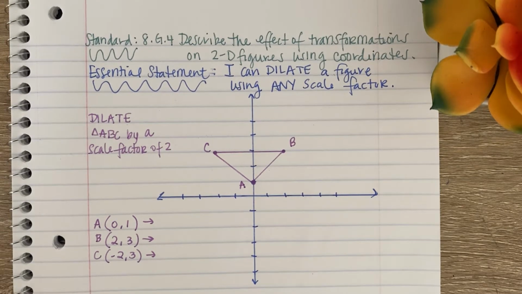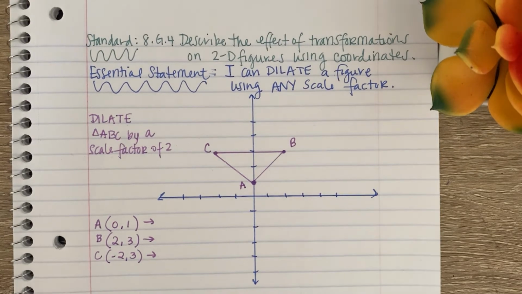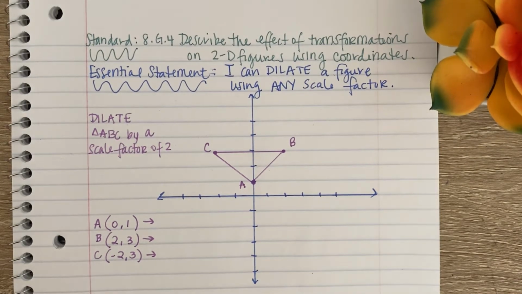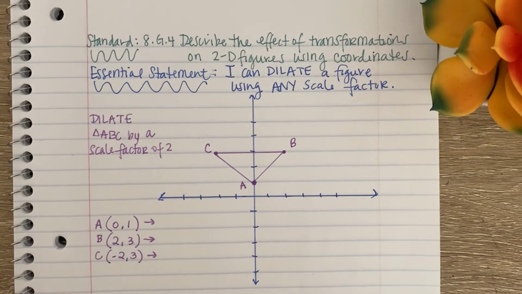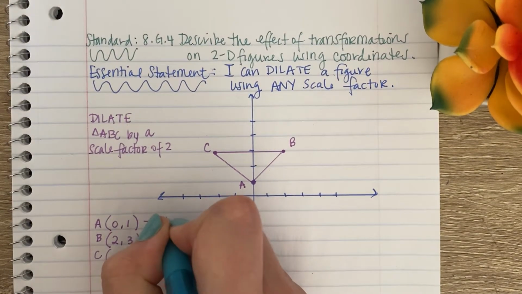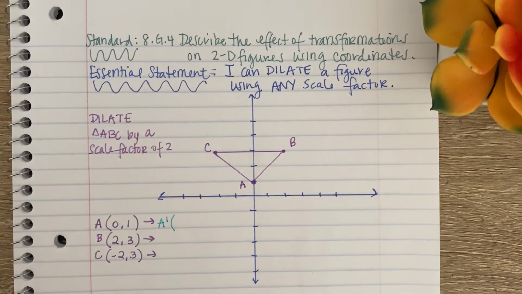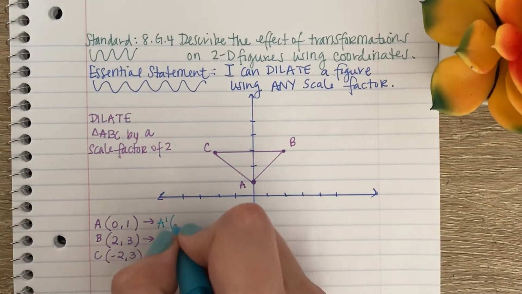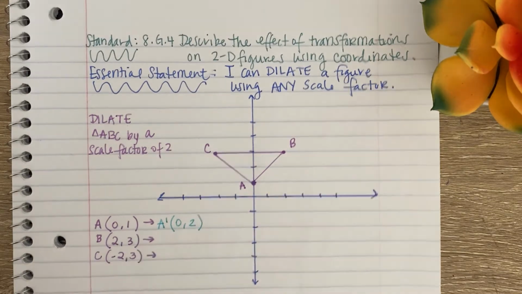Now we have triangle ABC, and our question is asking us to dilate triangle ABC by a scale factor of 2. So if we think back to what the scale factor does to our original figure, we know that you need to take the scale factor and multiply everything inside the ordered pair to get your new coordinates. So if I take point A, which is at (0, 1), my new A prime would be anything times 0 is 0, and 1 times 2 is 2.